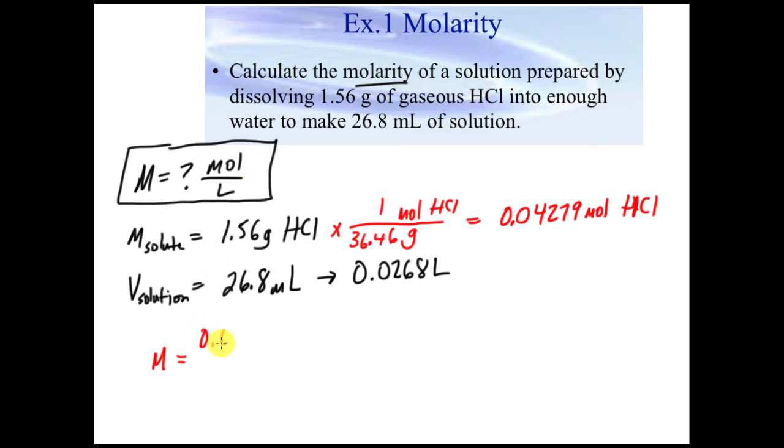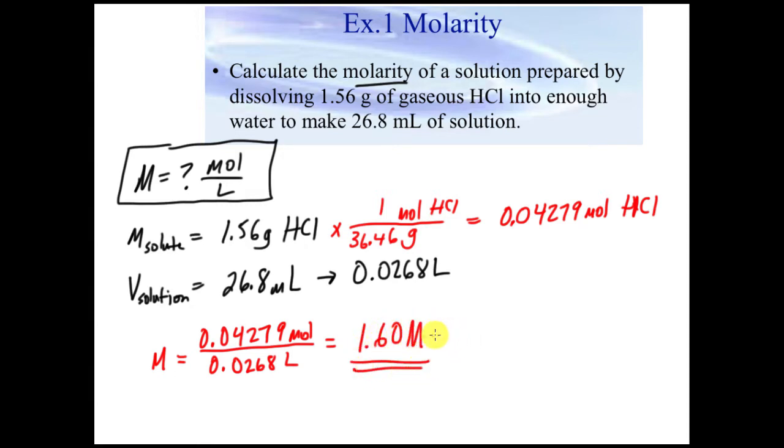0.04279 moles of HCl over my total volume of solution, which is 0.0268 liters. And when I do that, I end up with 1.60 molar. That would be my final answer. I rounded that to significant figures because I need to have 3 significant figures in my final answer. So I did that, and I need to keep the 0 there.